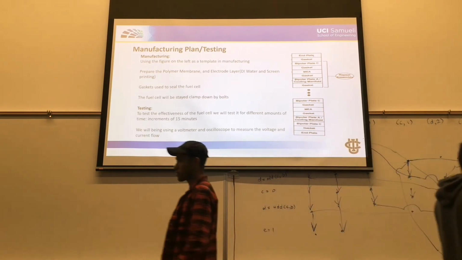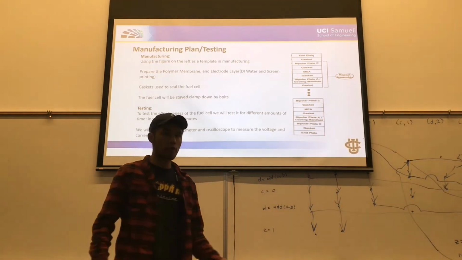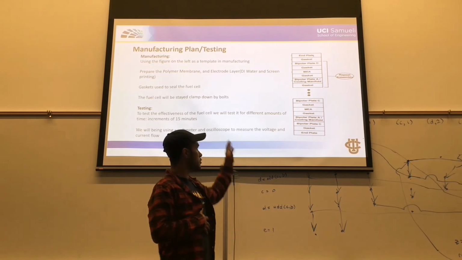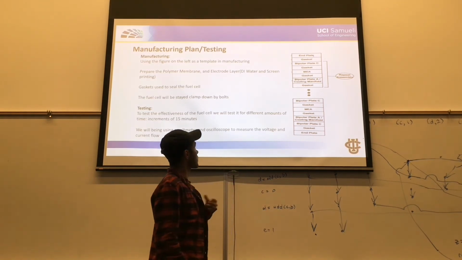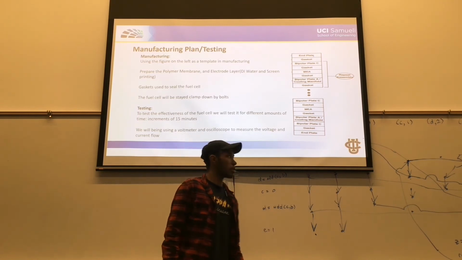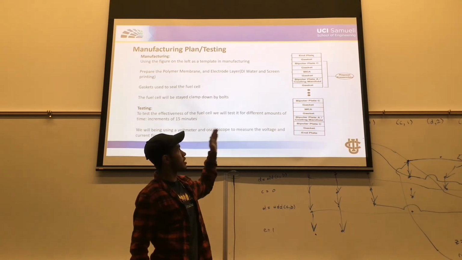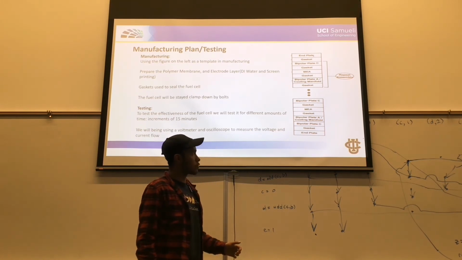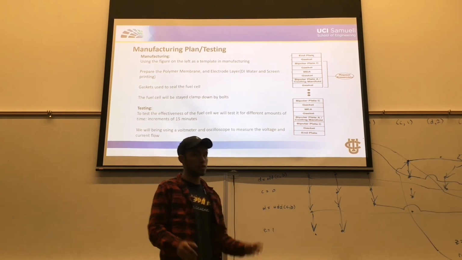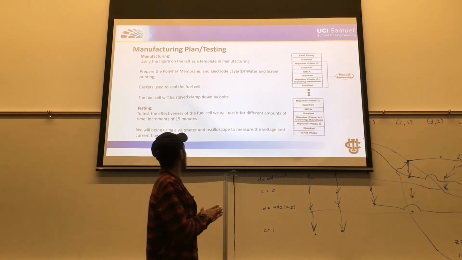This is our manufacturing plan. We will be focusing mostly on using this template right here in creating our fuel cell. As you can see, it goes end plate, gasket, bipolar plate, gasket, membrane, bipolar plate, and so on and so forth, up until we finish the stack.